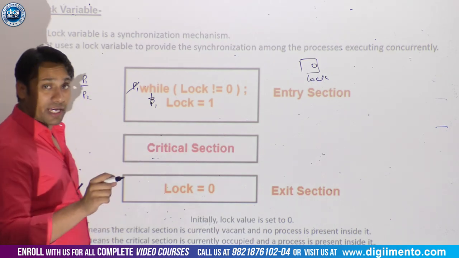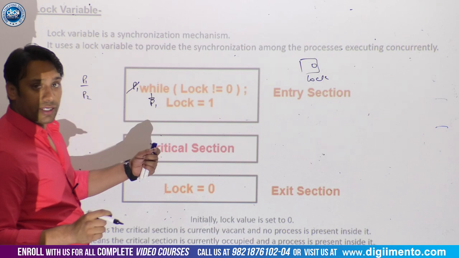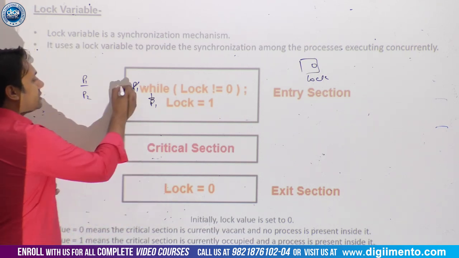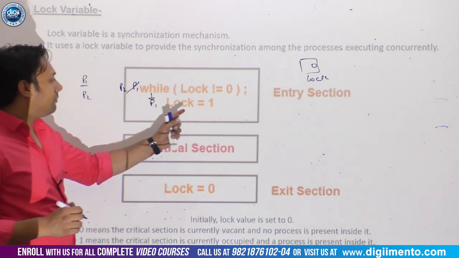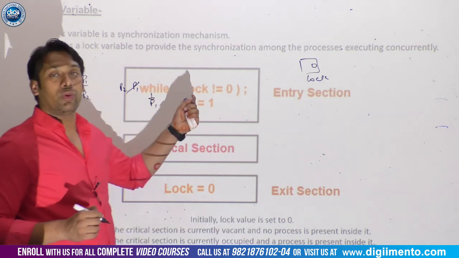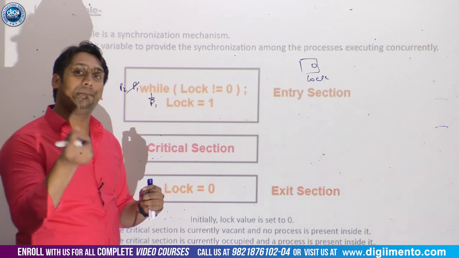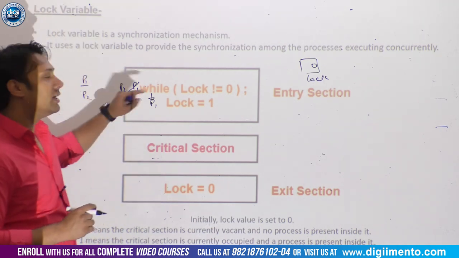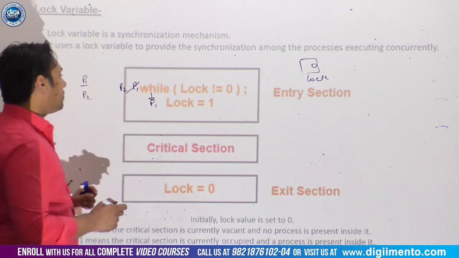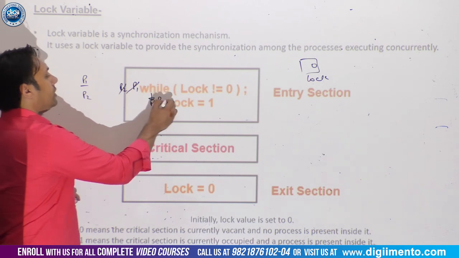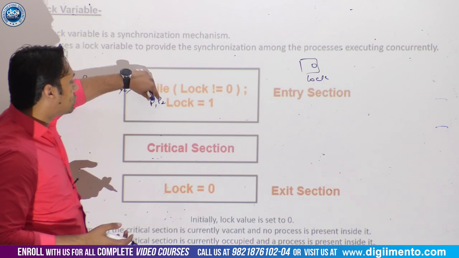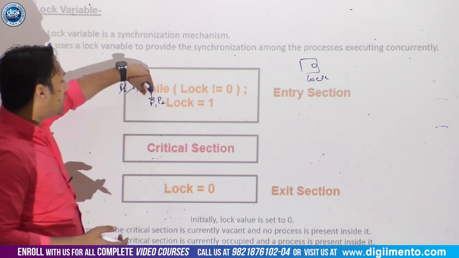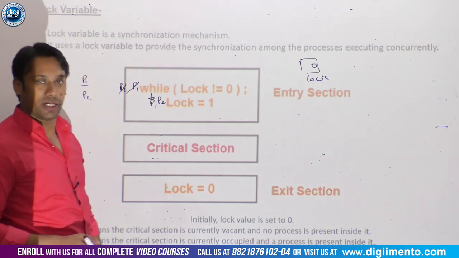Now at the same time, simultaneously, process P2 also checked this while statement. Before process P1 can execute lock is equal to 1, process P2 checked the while statement. Now process P2 is also going to execute line number 2. Both of these processes executed line number 1, and now any one of them can execute line number 2.